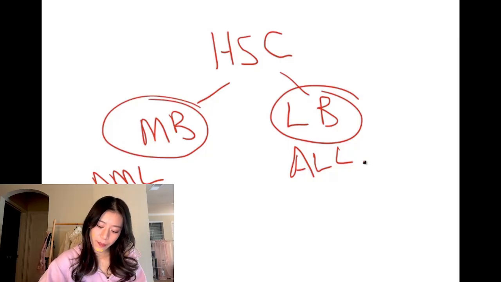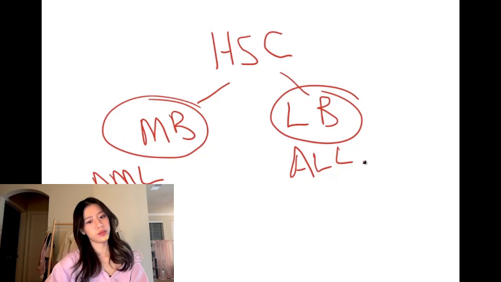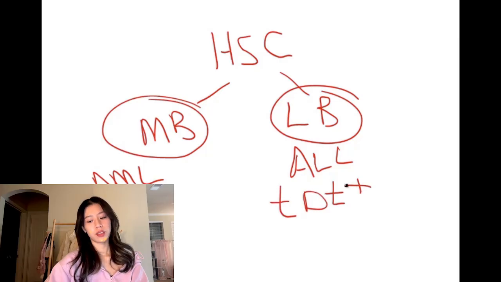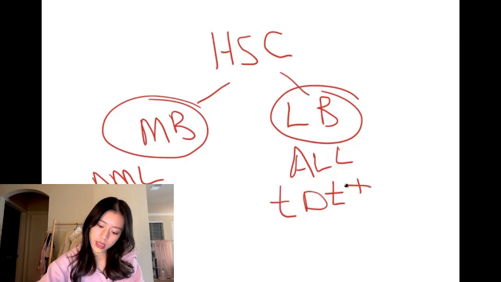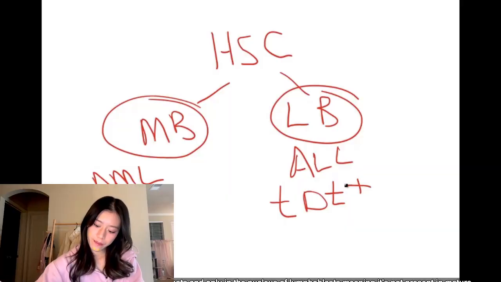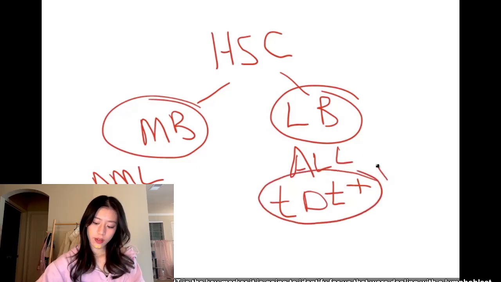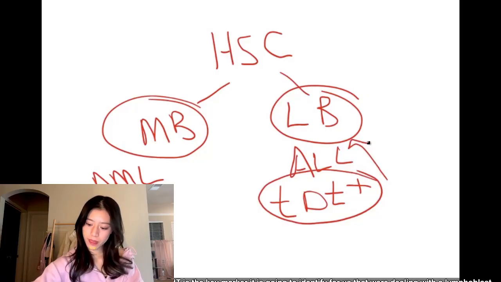The key marker, the hallmark marker for a lymphoblast is going to be positivity for TDT in the nucleus. TDT is a DNA polymerase, and it is present in the nucleus of lymphoblast and only in the nucleus of lymphoblast, meaning it's not present in mature lymphocytes and it's not present in the myeloid blast. And so TDT is the key marker that's going to identify for us that we're dealing with a lymphoblast.